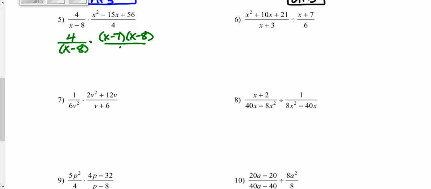Still over 4. Things that are the same in the top and the bottom. It just leaves you with x minus 7. There's nothing in the denominator. You could put it over 1 if you wanted to.